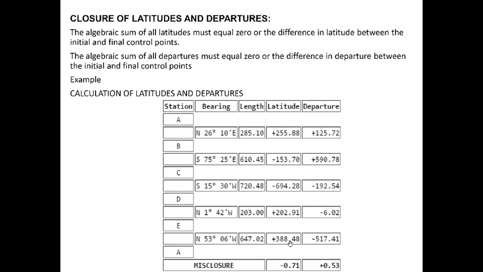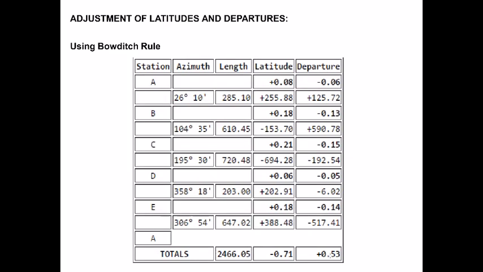This is because our error in latitude is negative, so we need to have positive correction in every line so that the sum becomes equal to 0, and we have a positive error in departure, so we need to subtract something from every line so that the summation becomes equal to 0. So that is why every correction in latitude is positive, and every correction in departure is negative.